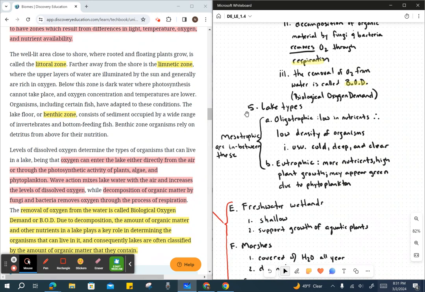And as always, there's always something in between. You also have what are called meso, meaning medium or middle, central, mesotrophic, and these are lakes that lie somewhere in between the two.